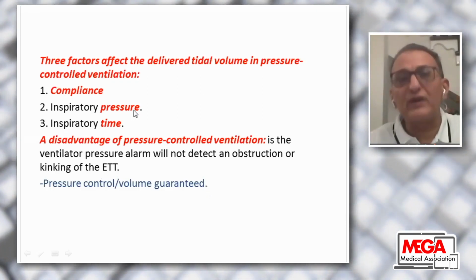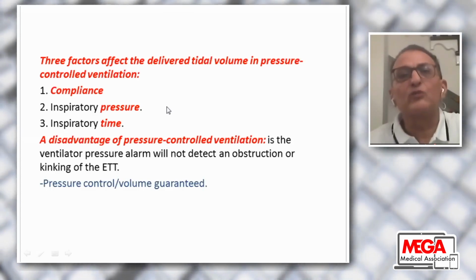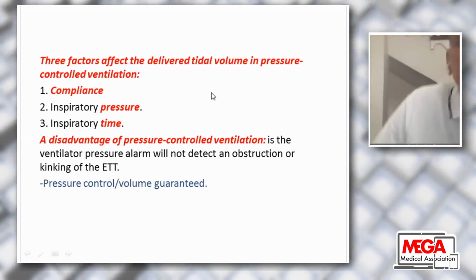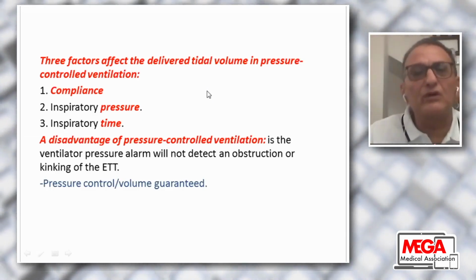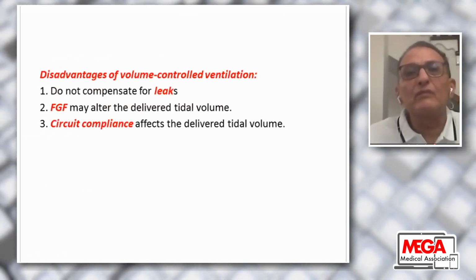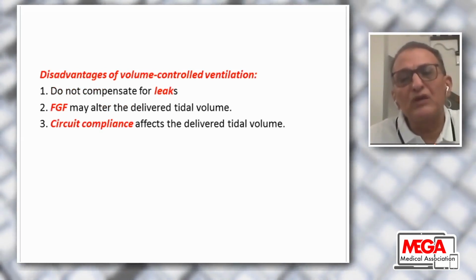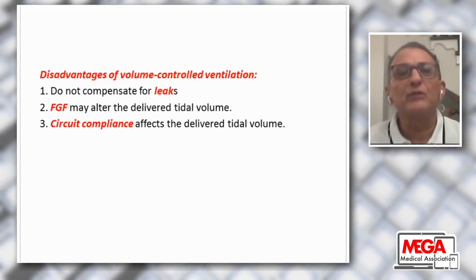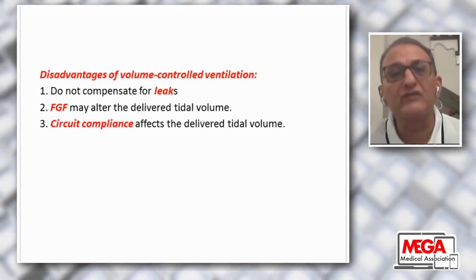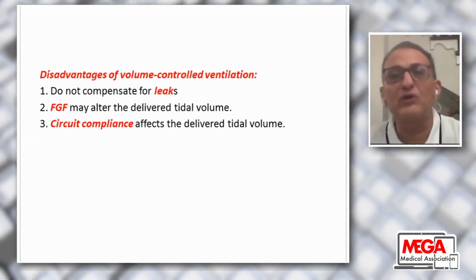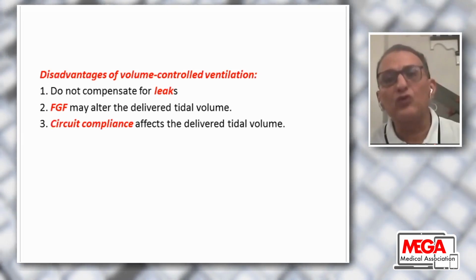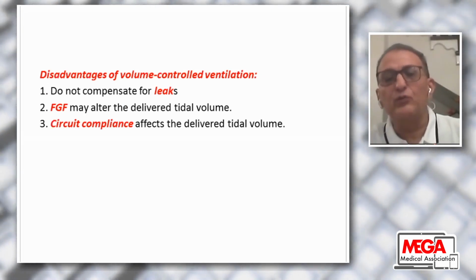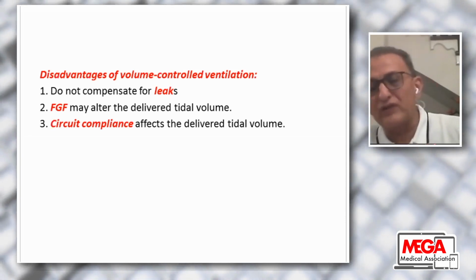The other two factors are the inspiratory pressure, which if you increase, you get more tidal volume, and the inspiratory time. The disadvantage of pressure control is that if the tube is kinked, for example, it will not allow delivery. Volume control we occasionally use in case of decreased lung compliance, for example in laparoscopy, but the disadvantage is that it does not compensate for leaks. And with the flow, if you increase the flow, the tidal volume goes up; if you decrease it, it goes down. And of course, you lose volume through the circuit compliance. So if you set, for example, 50 mL, you may lose 20 of it in the circuit.